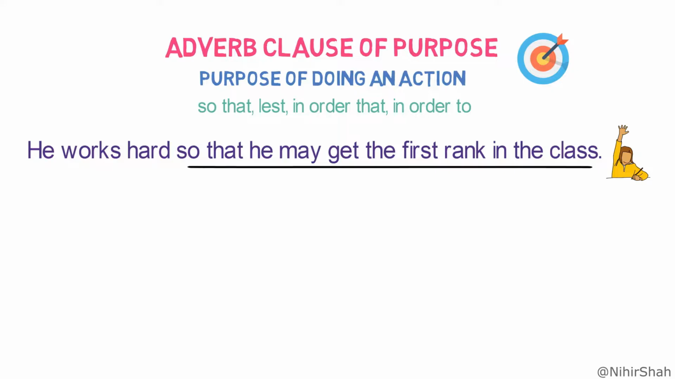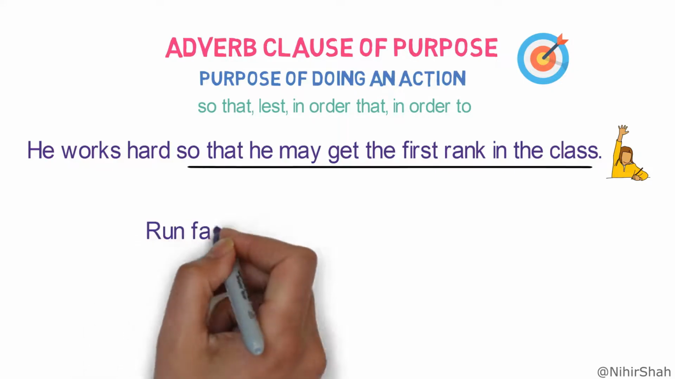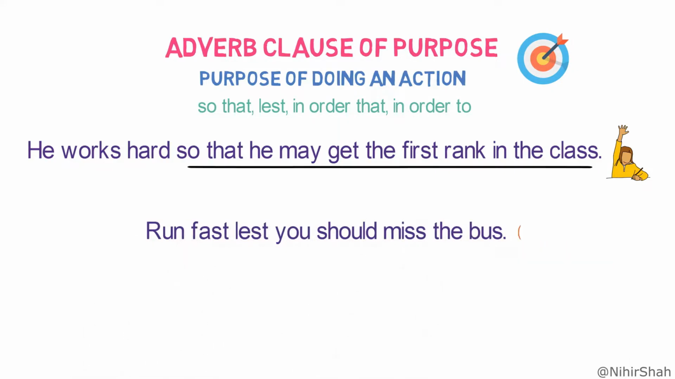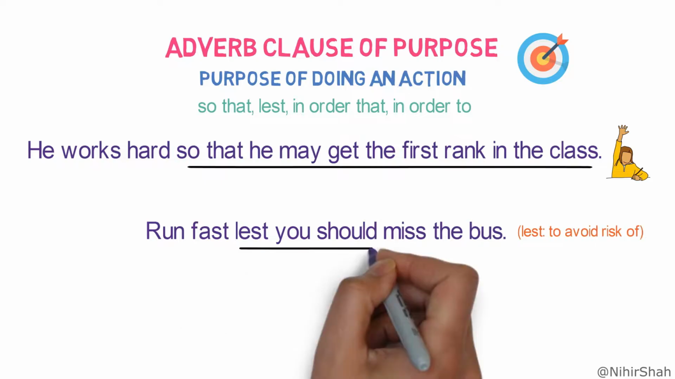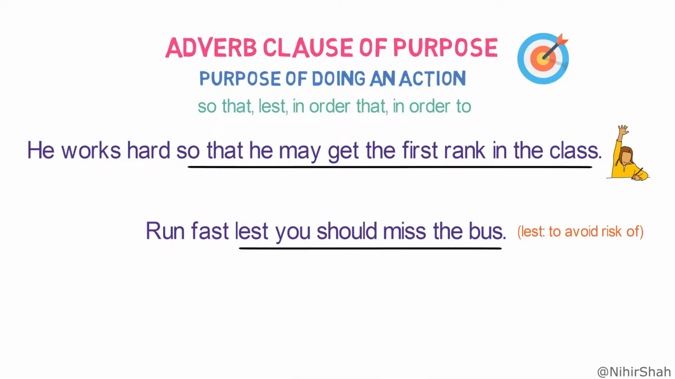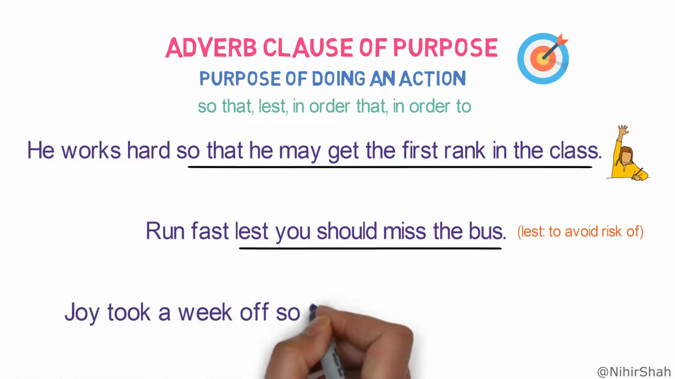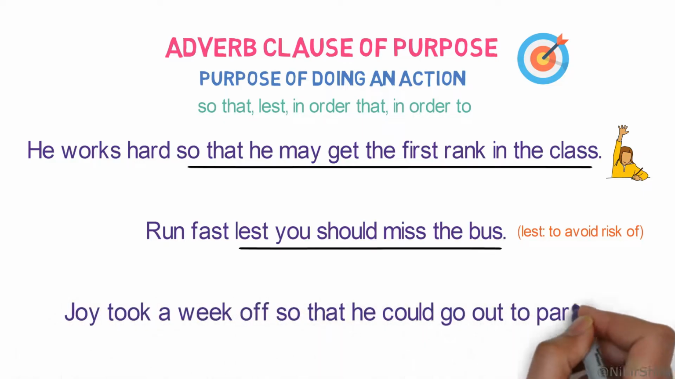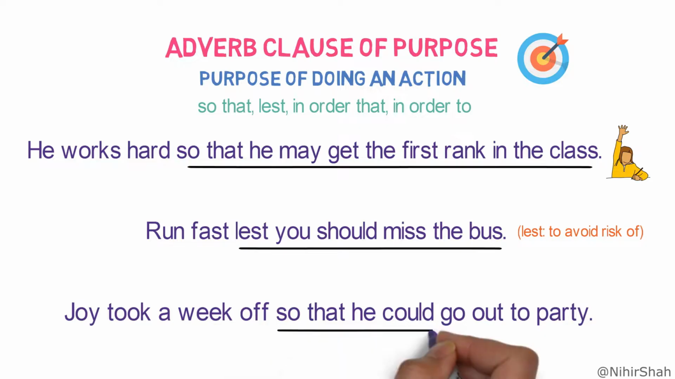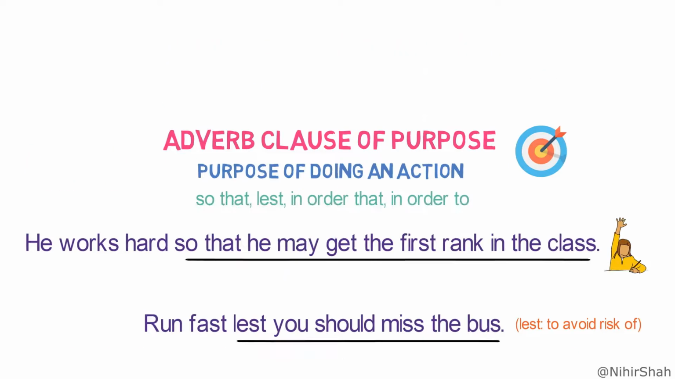Some more examples of it are, run fast lest you should miss the bus. Here, lest you should miss the bus is an adverb clause of purpose. Joy took a week off so that he could go to the party. Here, so that he could go to the party is an adverb clause of purpose. Let's look into the next type of adverb clause.